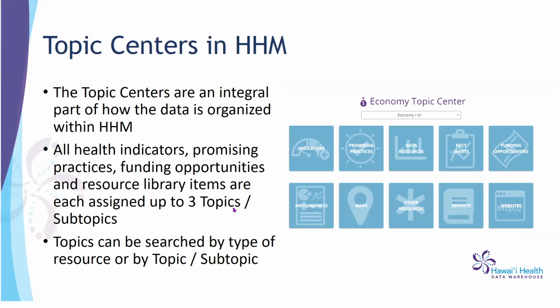And while we pride ourselves on our health indicators, I want to remind you that HHM also houses a variety of other resources, and we house those in our resource library, our funding opportunities, and our promising practices. So the Topic Centers module organizes the content in HHM across these topic areas. Each resource, be it a health indicator, a report, a map, a fact sheet, a funding opportunity, a promising practice, and more, can be assigned up to 3 different topic areas or subtopics.